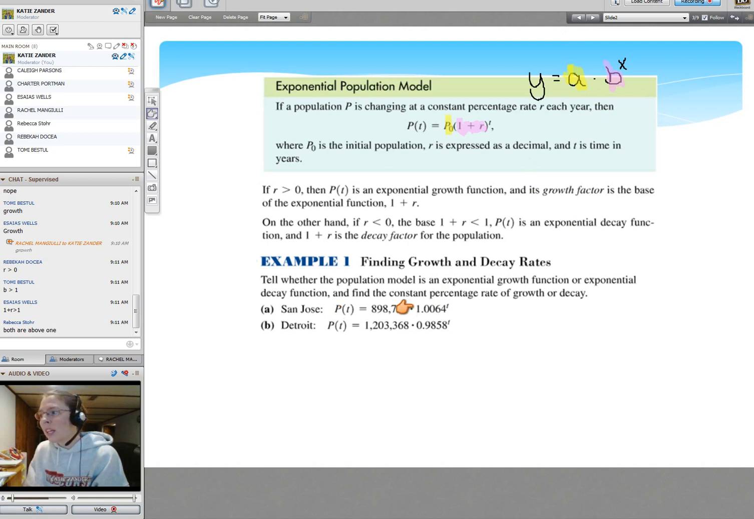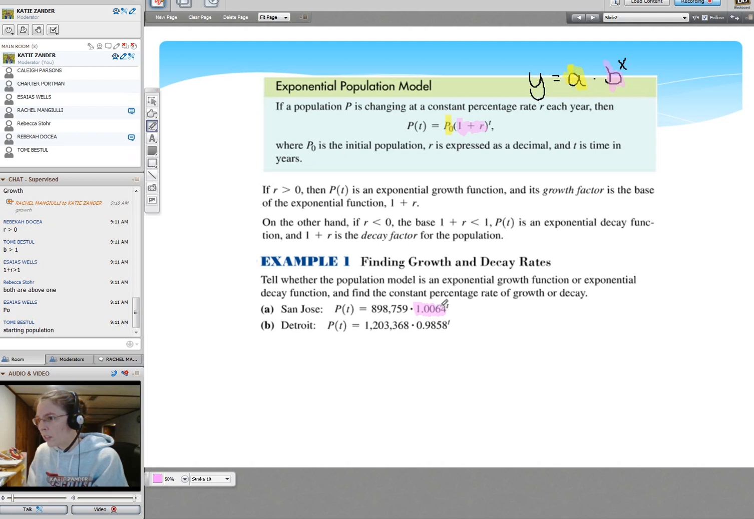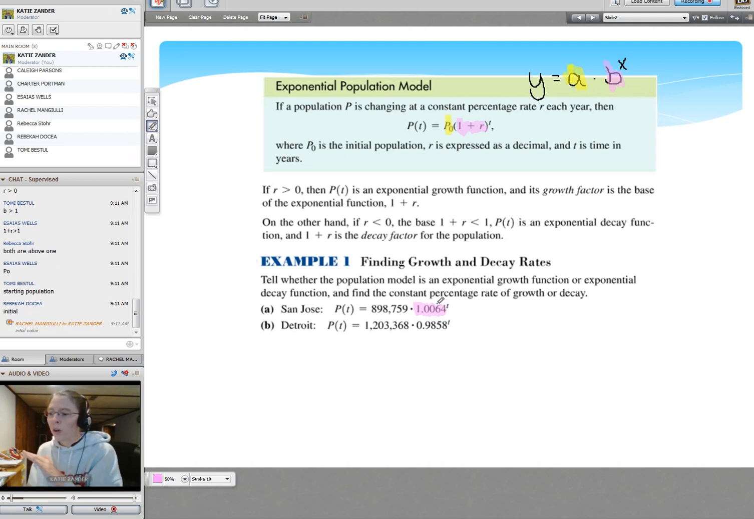Good. We are really interested in the base. What is this 898,759 referring to? That's your starting population. Yep, good. So we're not really interested in your initial value, but that's your starting population. So we're looking at the base here of 1.0064. We have identified that this is a growth model.